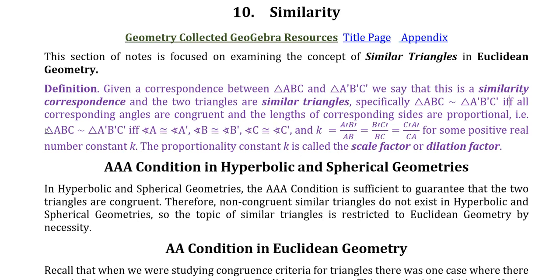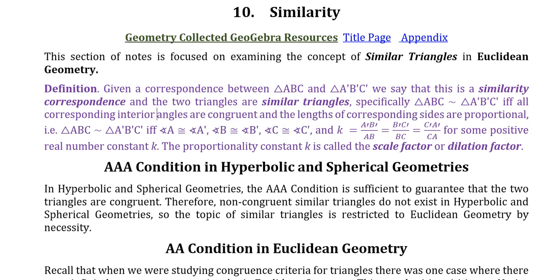So what does that mean? Well, specifically it says triangle ABC is similar to triangle A prime B prime C prime if angle A is congruent to angle A prime, angle B is congruent to angle B prime, and angle C is congruent to angle C prime. All the corresponding interior angles are congruent. That is exactly the same condition that we have for congruent triangles about the angles.